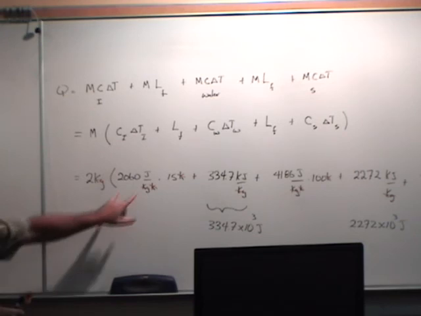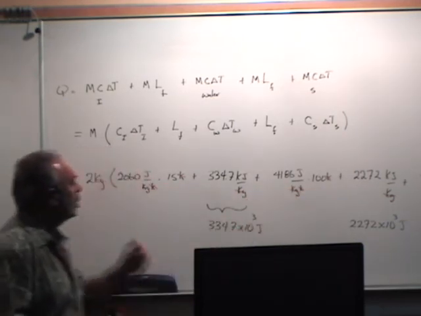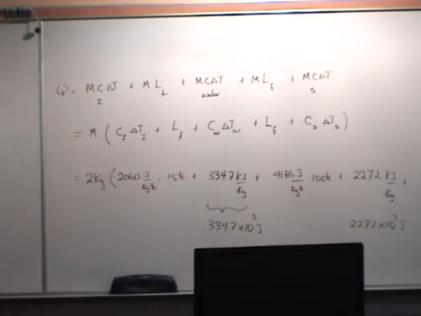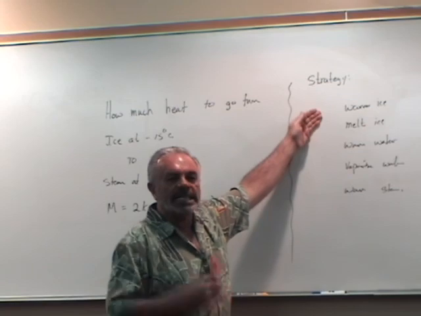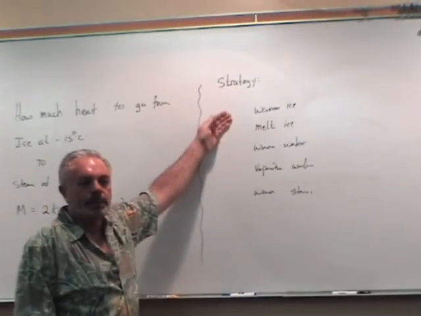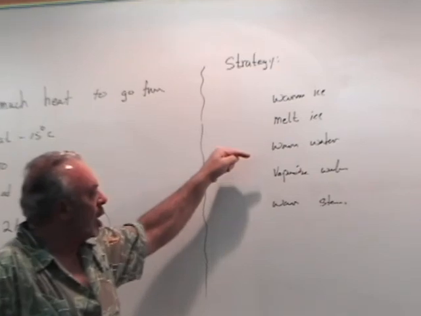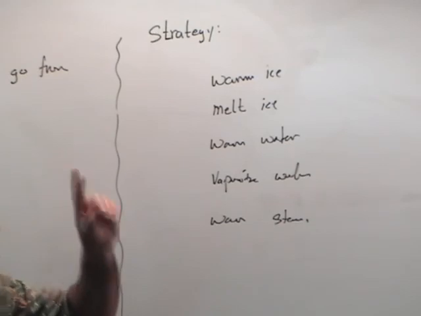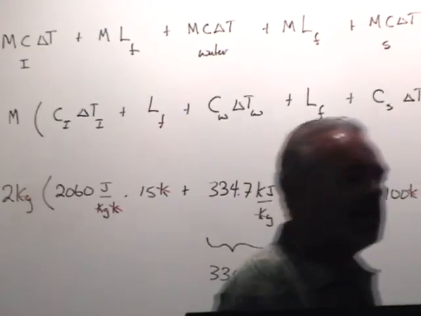We can simply do these three multiplications, then add everything together and multiply by 2. I didn't bother to work out the number because I'm sure you can. The main reason for pointing this out is, number one, you should say to yourself what's going to happen: warm the ice, melt the ice, warm the water, vaporize the water, warm the steam. That's five things, so there should be five terms. And be careful because the latent heats are given in kilojoules, whereas everything else is given in joules.